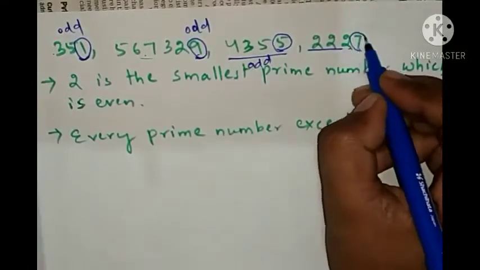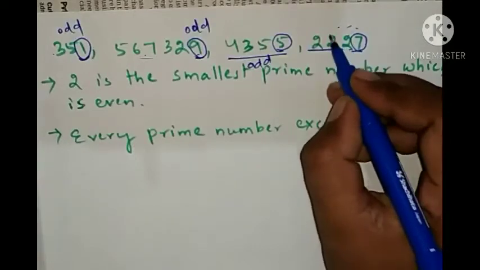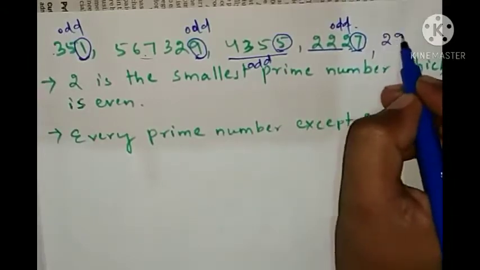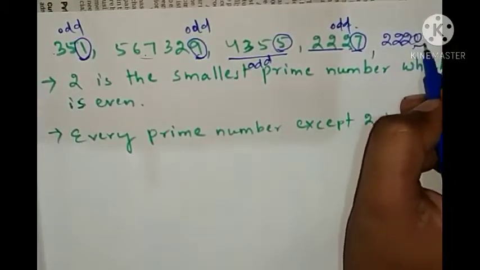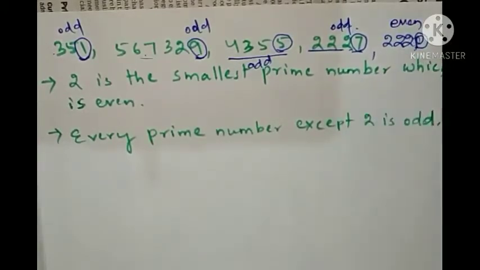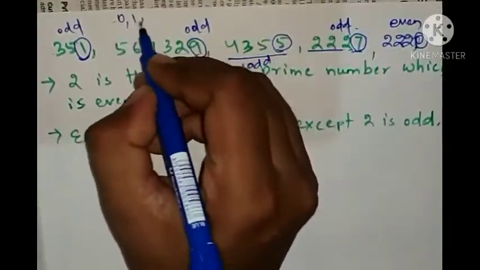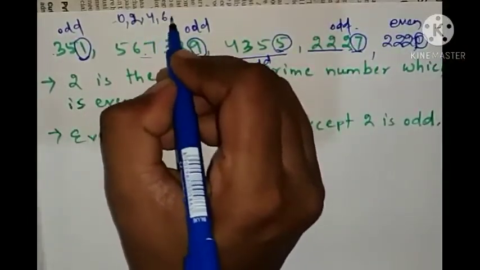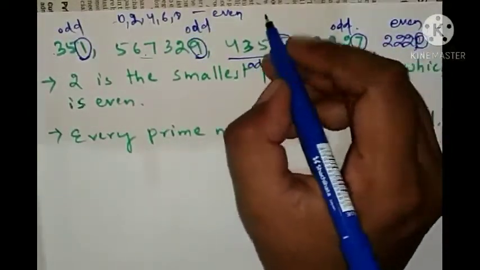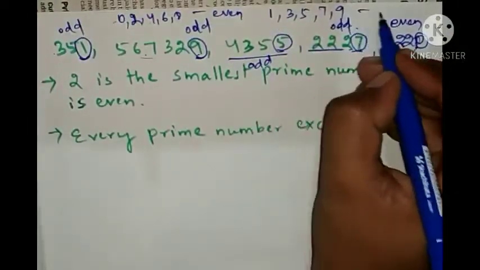2,227. Here in one's place what are you finding? 7. That's why it is odd. 2,227 is an odd number. If I write 2220, in one's place 0 is there. So it is what? An even number. So always look at one's place. If there is 0, 2, 4, 6, 8, then it is even. If in one's place you find 1, 3, 5, 7 or 9, that is an odd number.